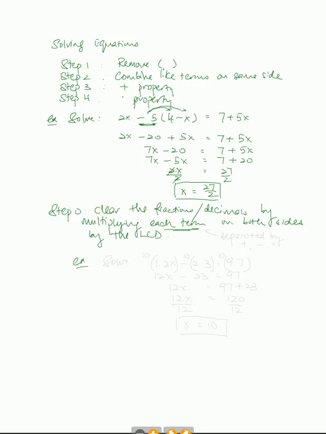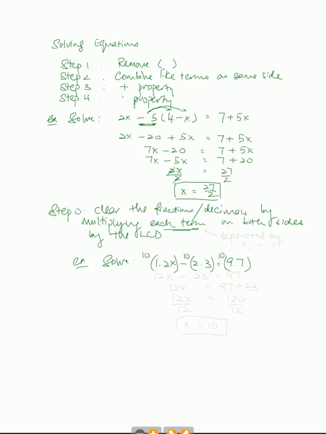Consider the example. Solve 1.2x minus 2.3 equals 9.7. Notice that there's decimals everywhere, and one quick way of removing the decimal is to multiply each term by the LCD. Now if you notice, each of these decimals is 1 decimal place, which means that their denominators are really 10. So you're going to multiply each term by 10.